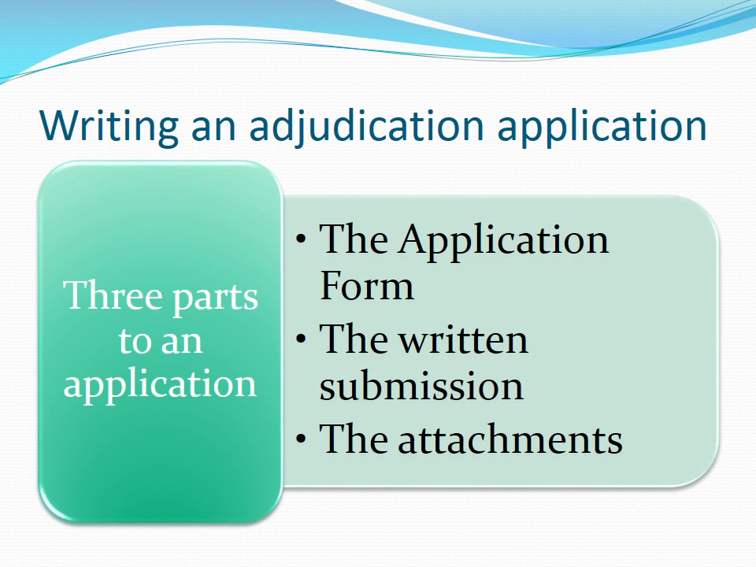We will now turn to actually writing an adjudication application. Any adjudication application has three parts: the application form, the written submissions, and the supporting attachments. We will now deal with each of these parts in turn.